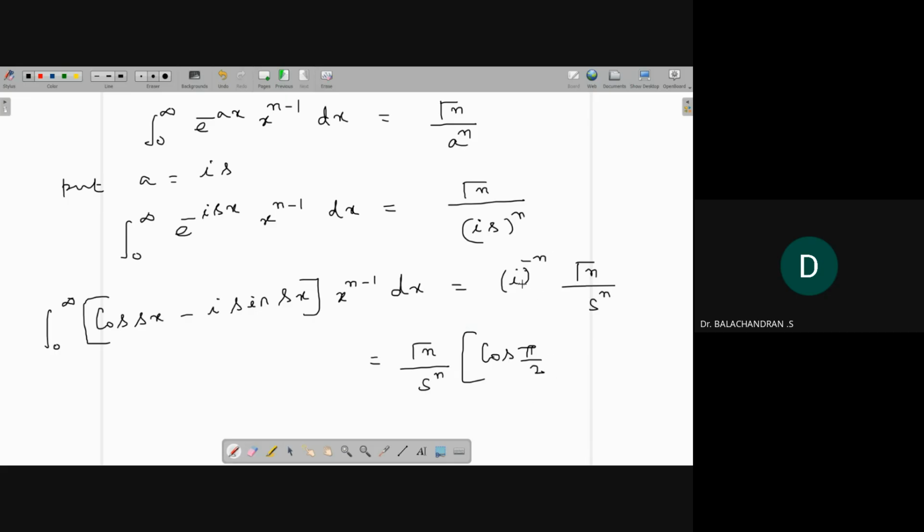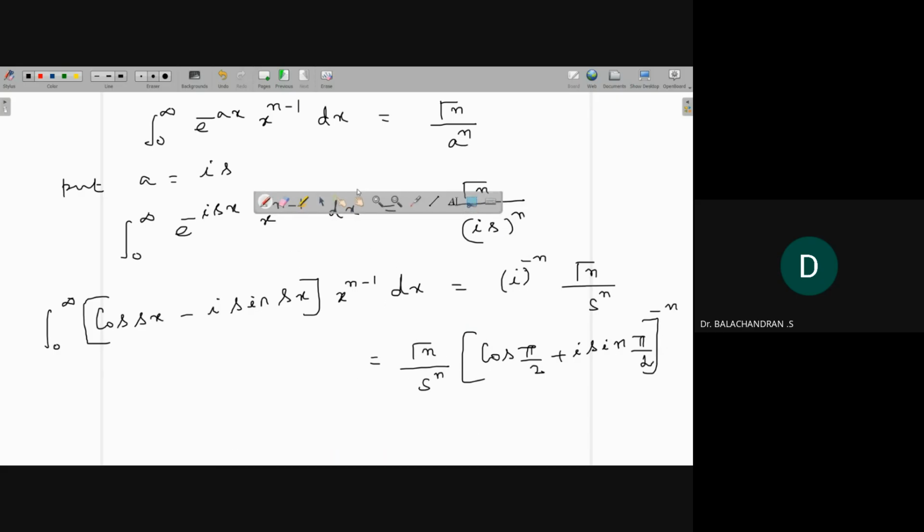So here, what is i? You can write i is cos pi by 2 plus i sin pi by 2, whole power minus n, into gamma of n by s power n is here. Now, which is equal to, by using de Moivre's theorem, gamma of n by s power n.